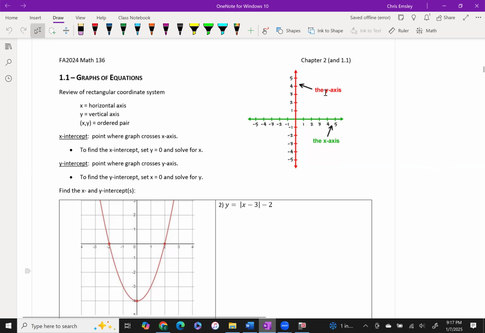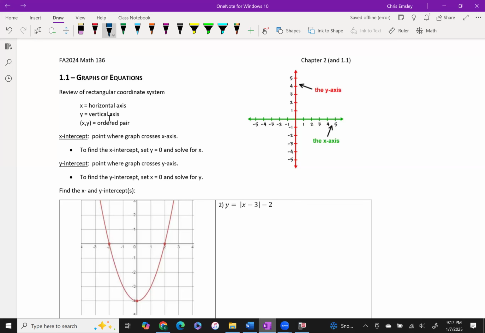Remember that a rectangular coordinate system consists of an x-axis. It's labeled right here and it's in green. That's the horizontal axis, and a y-axis that is here in red, and that is the vertical axis. We can indicate any point in this area with an ordered pair. We always give the x value first and the y value second.